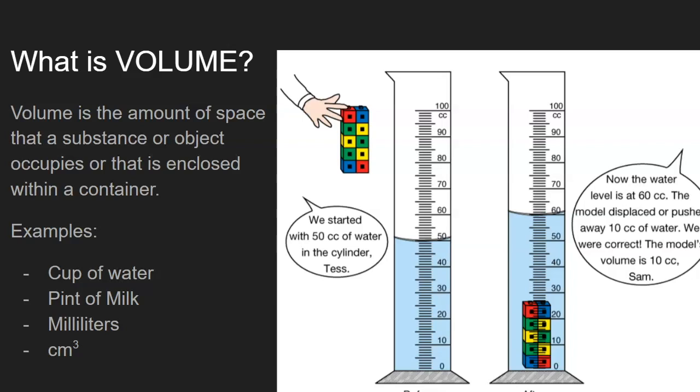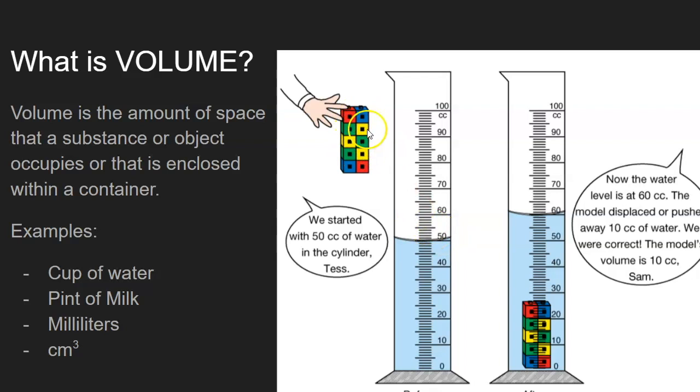Sometimes you find it in milliliters, or if you're finding it of a 3D object, it could be in centimeters cubed. So if you look in this picture right here, it shows that this group of people started with 50 cc's of water. So this part right here is called a meniscus. This is the meniscus of the water, so it means where you are going to measure. So right here, the lower part is where you measure.